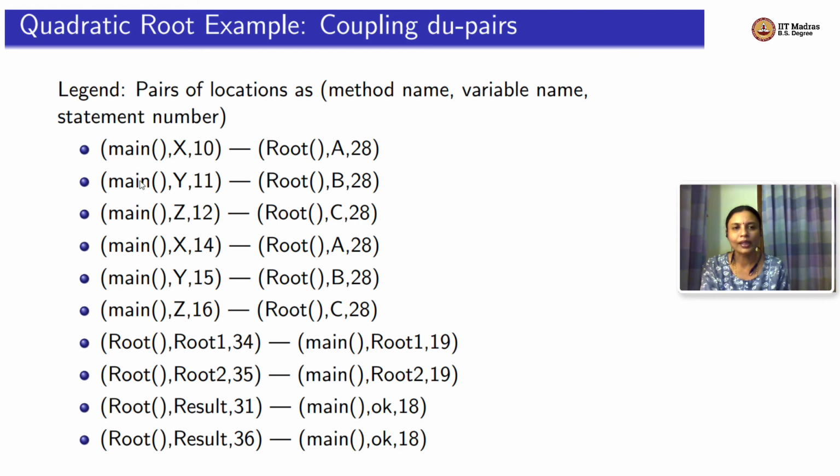So I say the method main calls the method root. X is coupled with A. X is defined at line 10. A is defined at line 28. Similarly, method main calls root for Y and for Z, or it could be X, Y, and Z in lines 14, 15, and 16, which are used in line 28. Similarly, root 1 and root 2 are 34, 35, and 19. Result is coupled with OK, and these are the line numbers that match the coupling.